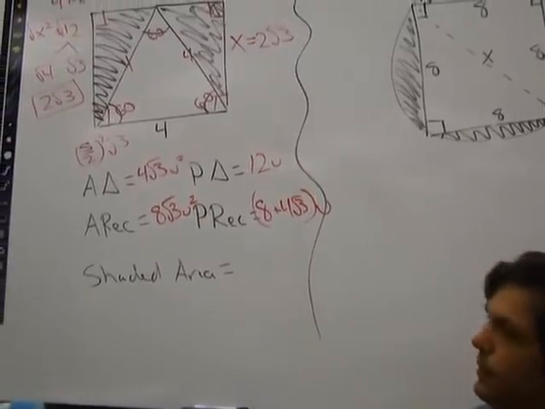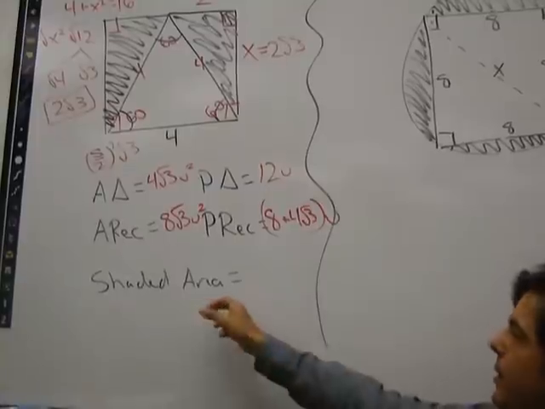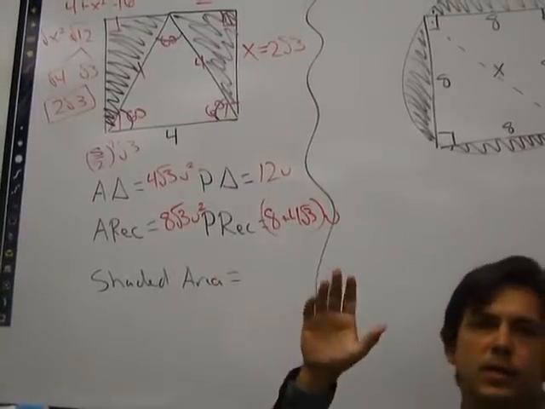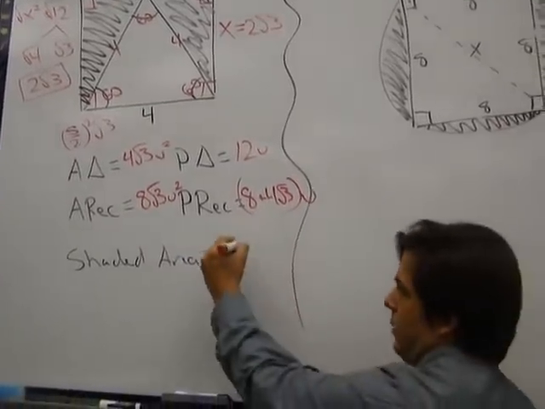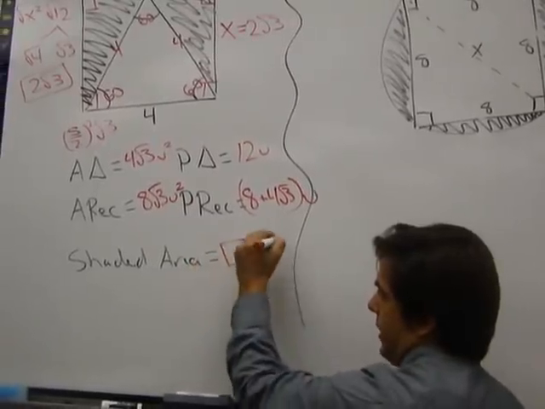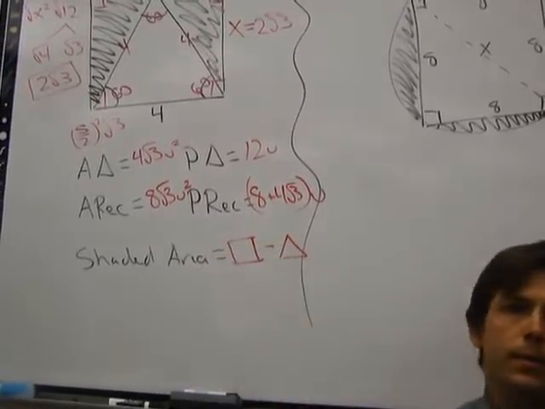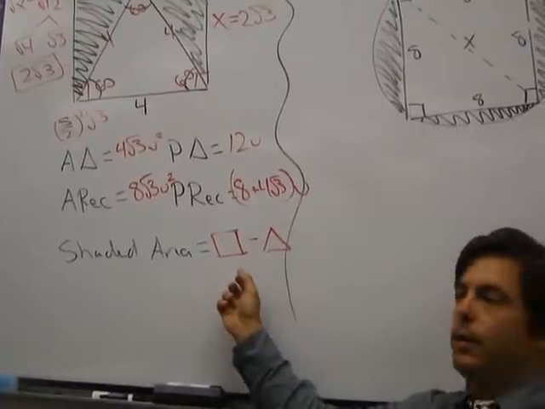That's a thinking person's problem. And then on top of that, the shaded area. Well, the shaded area is what happens when you take the rectangle and subtract the triangle area. So what was the rectangle area here?